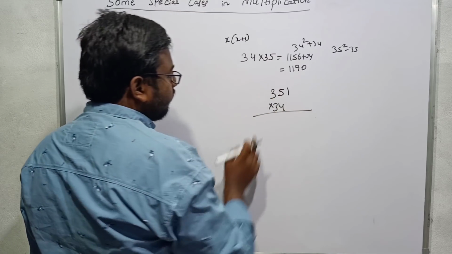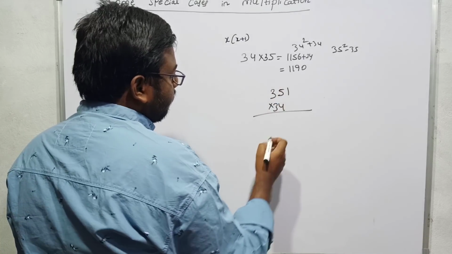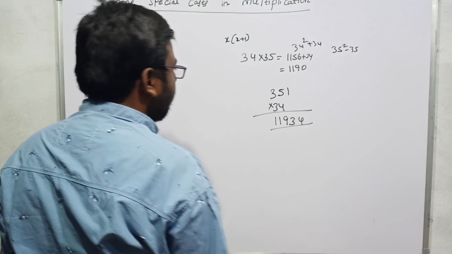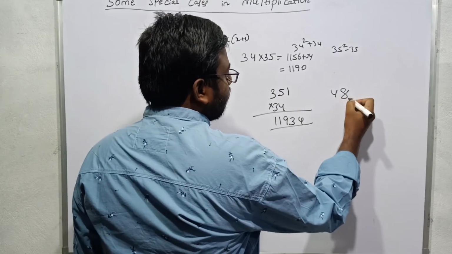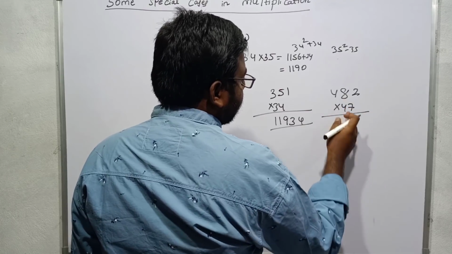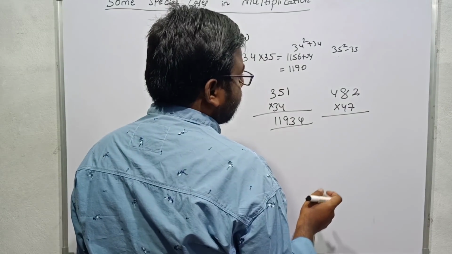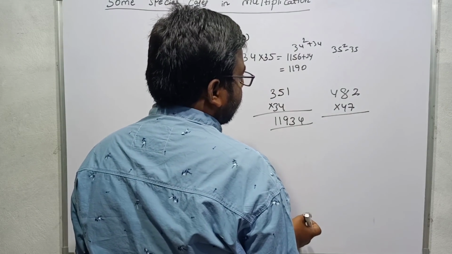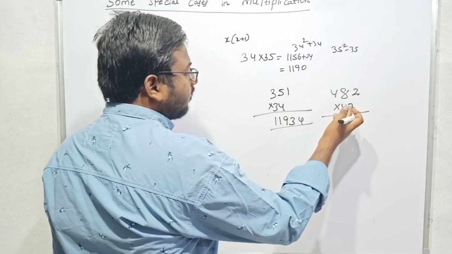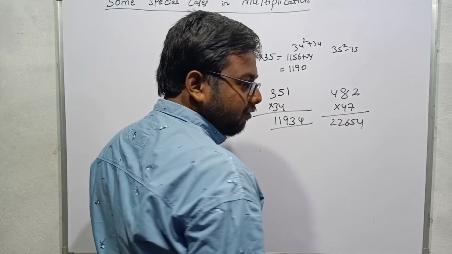What I will do is calculate 35 into 34 in this process. I will get 1190 and 1193, 411,934 will be the result. For example, if I have to calculate 482 into 47, I can calculate it like this: 47 into 48, 47 square is 2209, 2209 plus 47, this is 2256. Then 2256 and 9, 22654 will be the result.